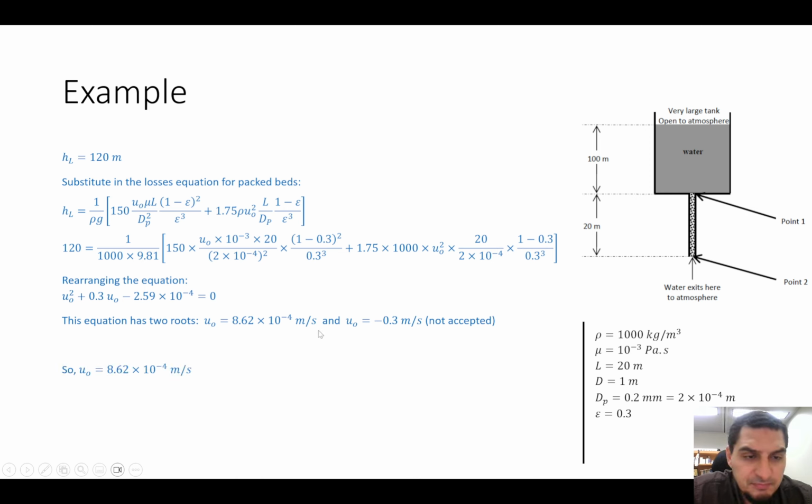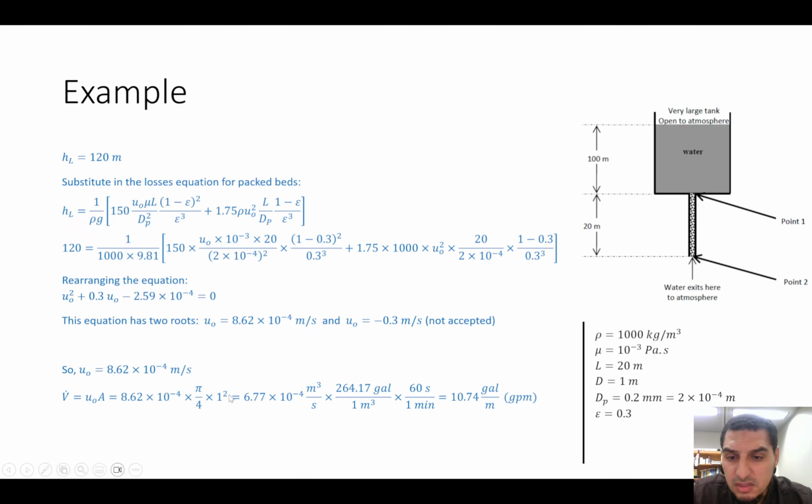And from this we can multiply this velocity by the cross-sectional area, which is pi over 4 times 1 power 2, which is the diameter. And from this we can calculate the volumetric flow rate, which we can convert into gallons per minute, as we see here. So this is the second problem.